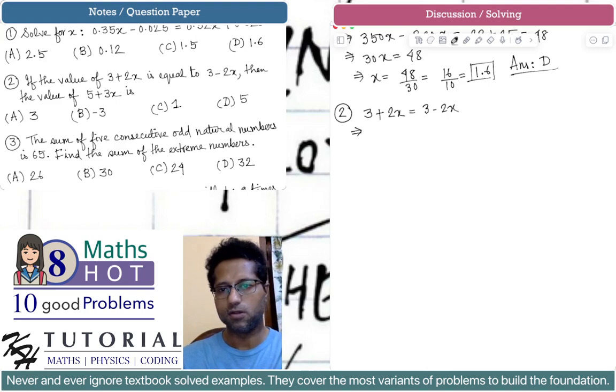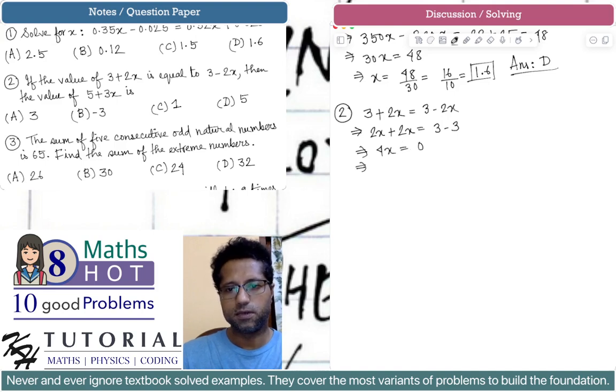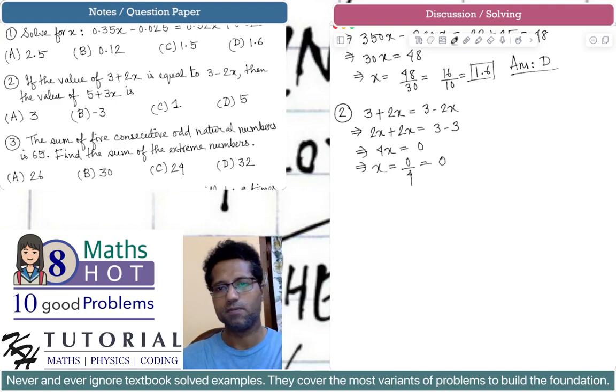Now, if we solve this equation by transposing all the variable terms, that is x terms, to the left hand side and all the constant terms to the right hand side, we get 2x plus 2x is equal to 3 minus 3. This implies 4x is equal to 0. This implies x is equal to 0 by 4, which is 0. So, the solution of the equation 3 plus 2x equals 3 minus 2x is 0. The value of x will be 0.